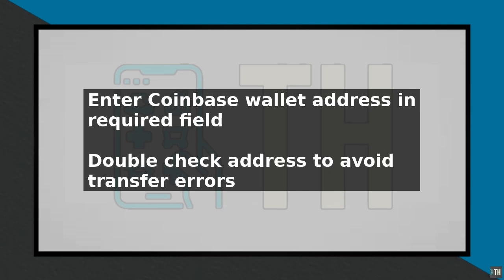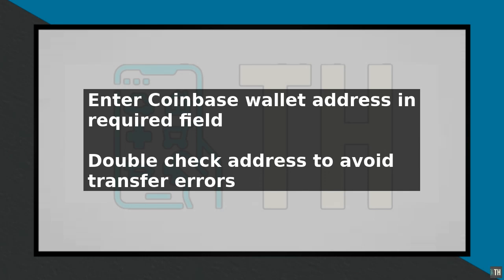You will see the amount of USDC you are transferring, the network fee, and the estimated arrival time. If everything looks good, confirm the transaction. The transfer process may take some time. Depending on the network congestion, you can track the status of your transfer in your Robinhood and Coinbase accounts.